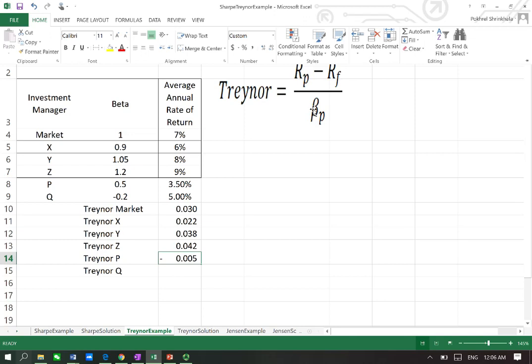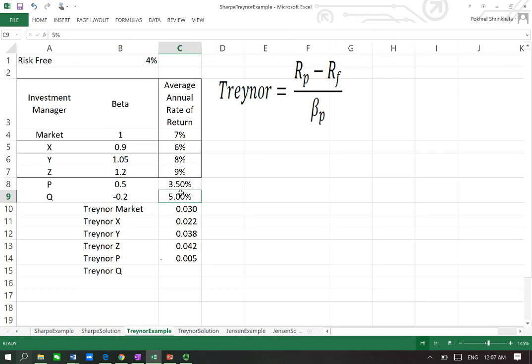Okay, obviously here when the excess return is negative, the performance of portfolio manager P is poor. There's no doubt about it.